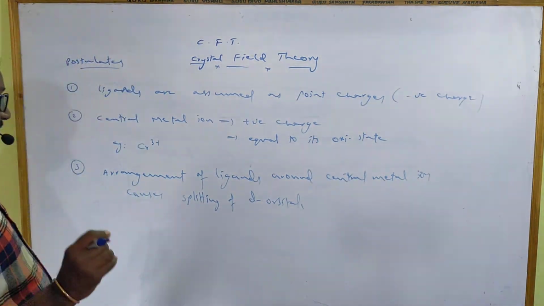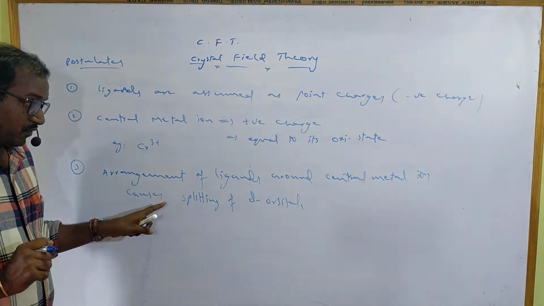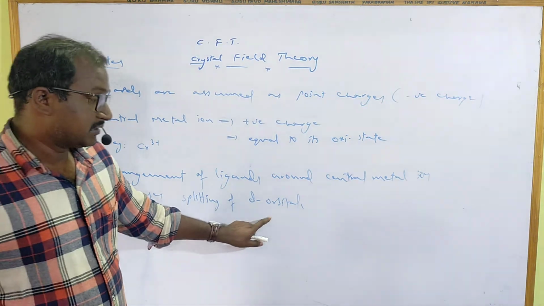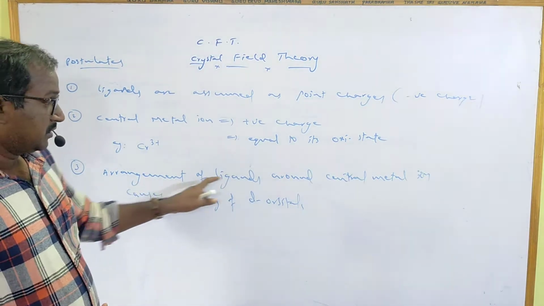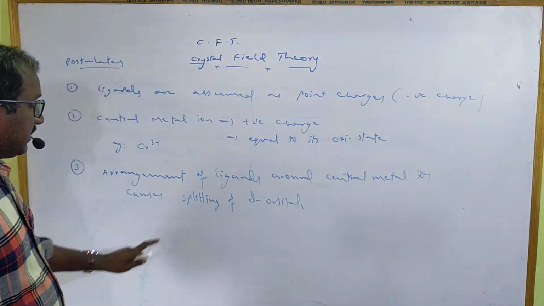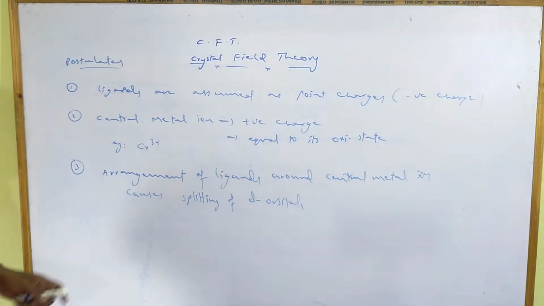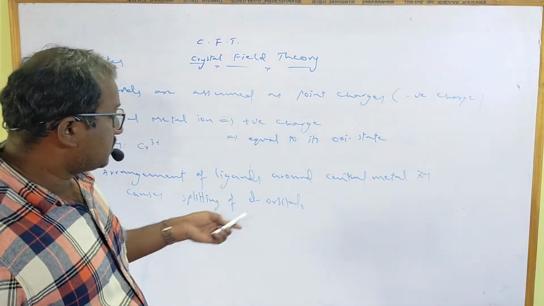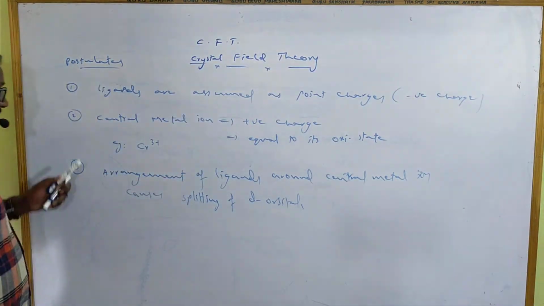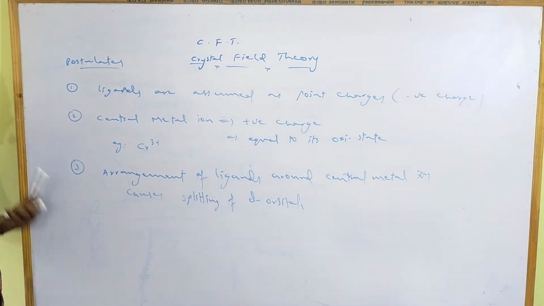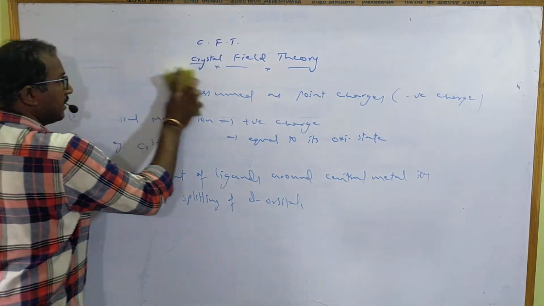Why are they splitting? How are they splitting? Let me discuss now. First, at what condition does the splitting of d orbitals take place? When the ligands are arranged around the central metal ion, then d orbital splitting takes place. So why are the d orbitals splitting when the ligands come near to the central metal ion? Let me discuss the reason why the d orbital is splitting when ligands approach.